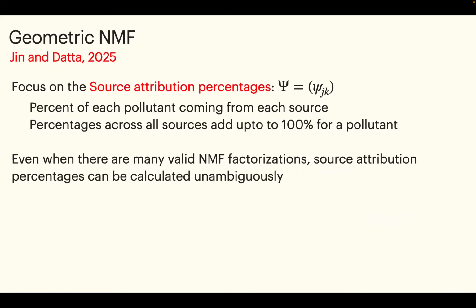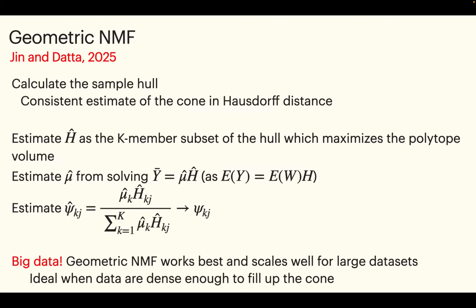So our recommendation was not to look at the individual factors, which we know are not identifiable, but to look at this matrix. It is identifiable even if the individual factors are not. It is scale invariant, and it can be calculated unambiguously. And the algorithm to do it is fairly simple.